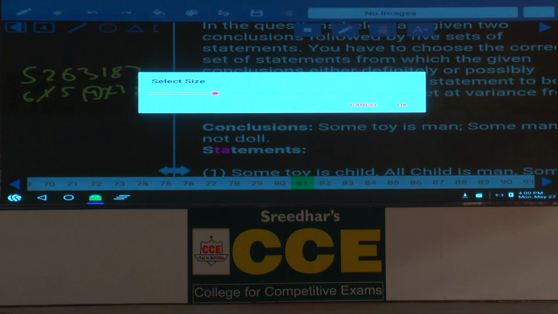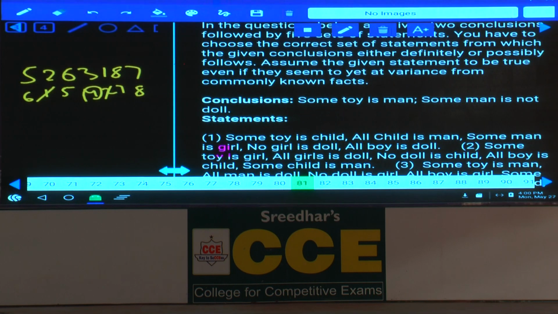Then question number 81 to 85. Now in this 81 to 85, just 2 days ago we had discussed reverse syllogisms and the tick cross method, isn't it?